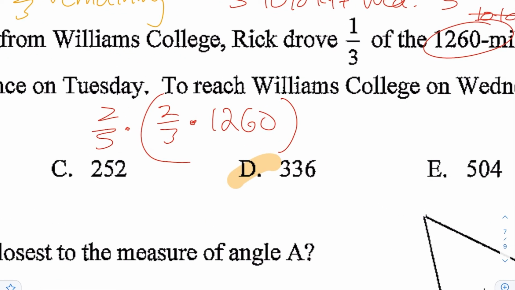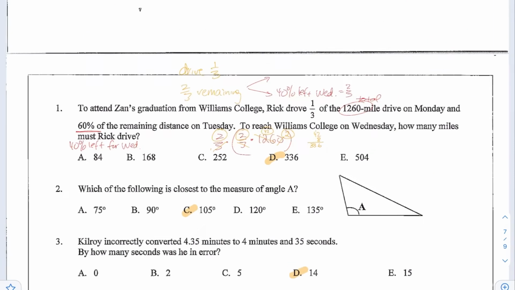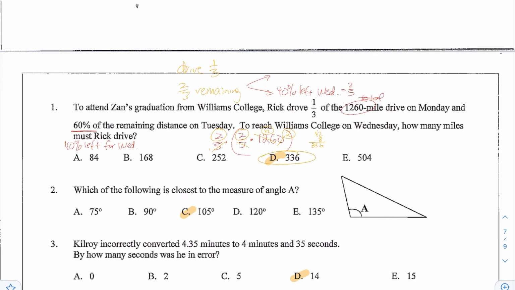So this is the fraction that you want to find, and what you can do first is just cross simplify. The 0 and the 5 you can cancel out because the 0 is really a 10. So you have 2 left. And then 126 you can divide by 3 to give you 42. So you're really just multiplying 2 times 2 times 42 times 2, or just 42 times 8. And that's 336. So that's choice D. You have 336 miles left for Wednesday. The equation that you want to find is 40% of 2/3 of 1260.